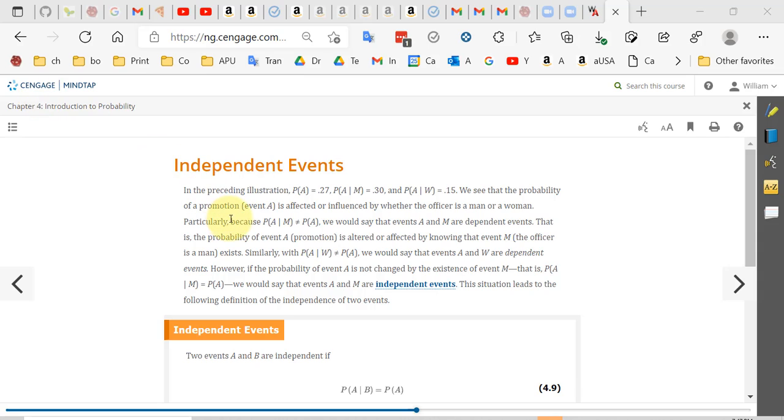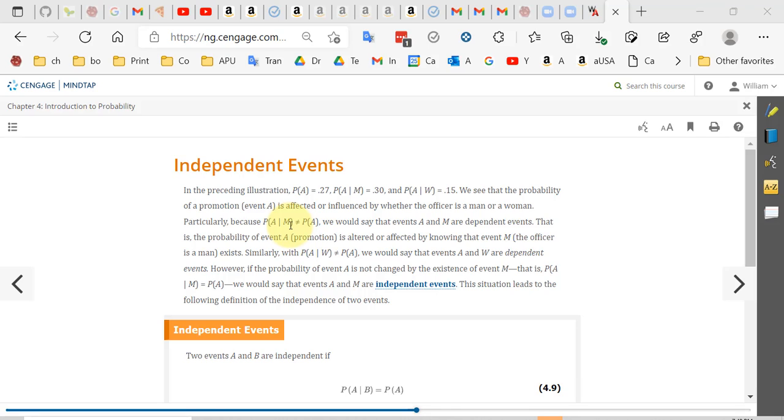And then they say, particularly because the probability of A given M is not the same as the probability of A. So that's this, right? Is the probability of A given M equal to the probability of A or not? But here, it's not. The probability of A given M, that's this one, 0.3, given that you're male, the probability of being promoted is not equal to the probability of promotion. That means that being promoted and being a male are not independent.